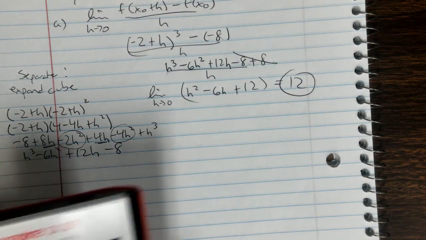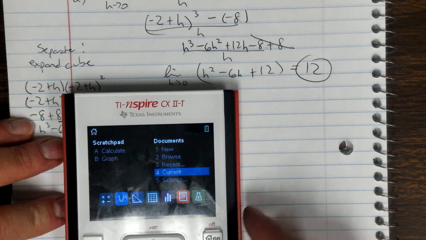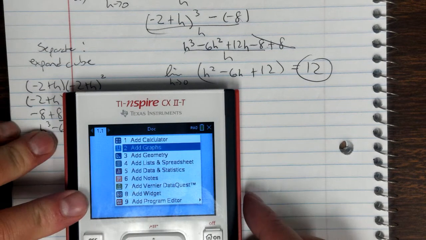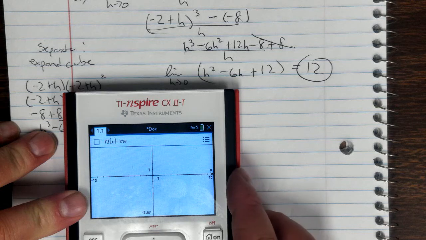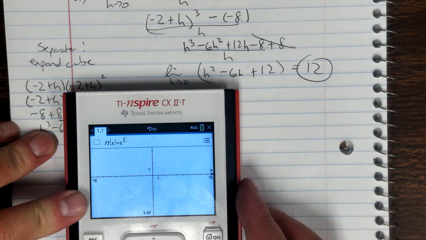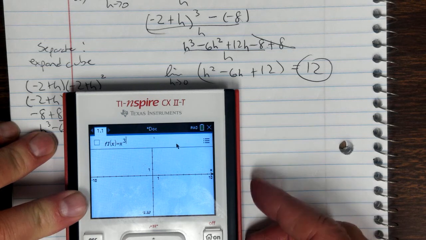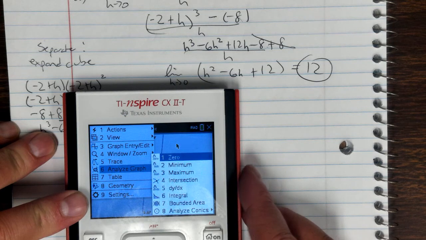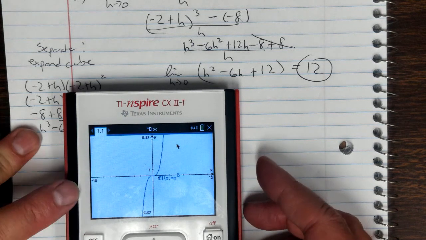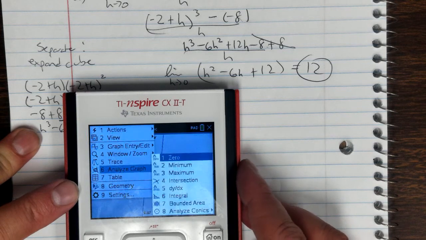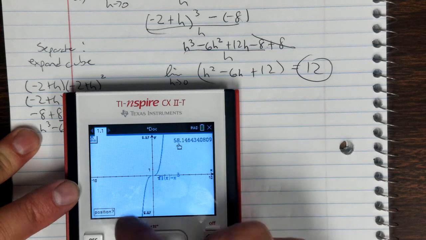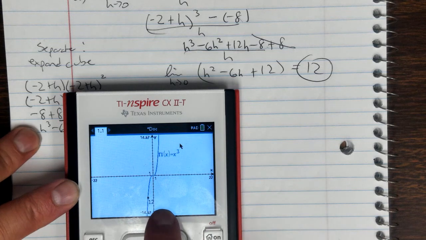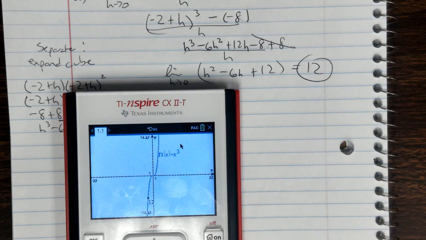Okay, so for the graph, if you just do x cubed, x up arrow 3, and then we do Menu, Analyze, dy/dx, our position is negative 2, and that gives you the answer 12. So that's how you know you did it right.